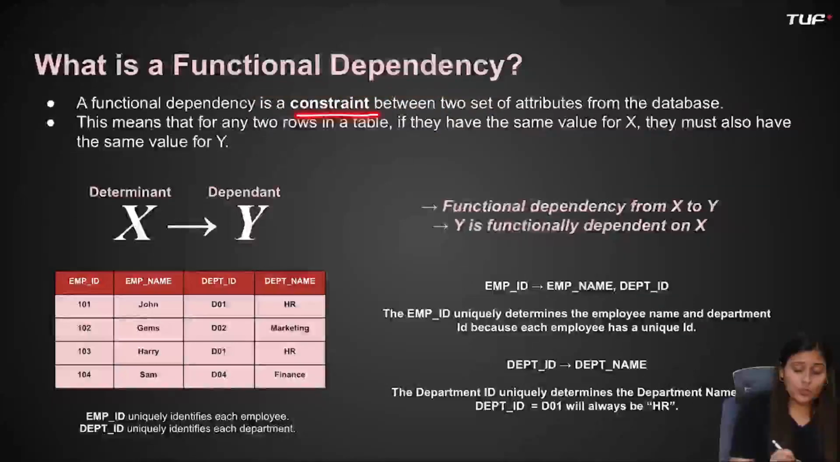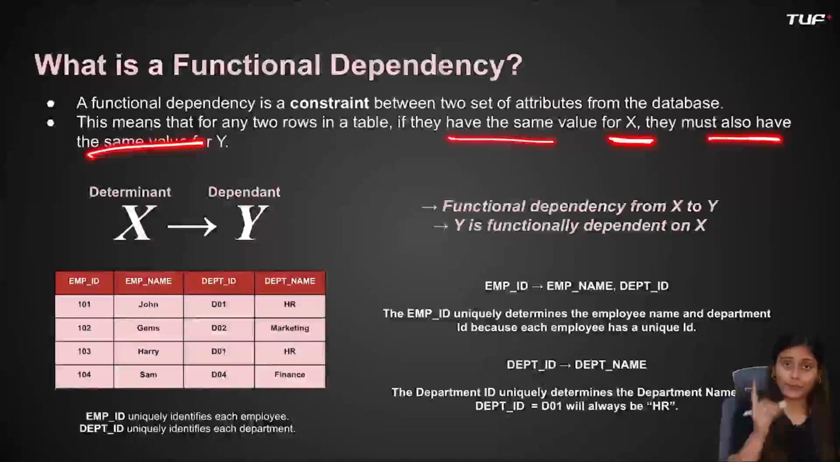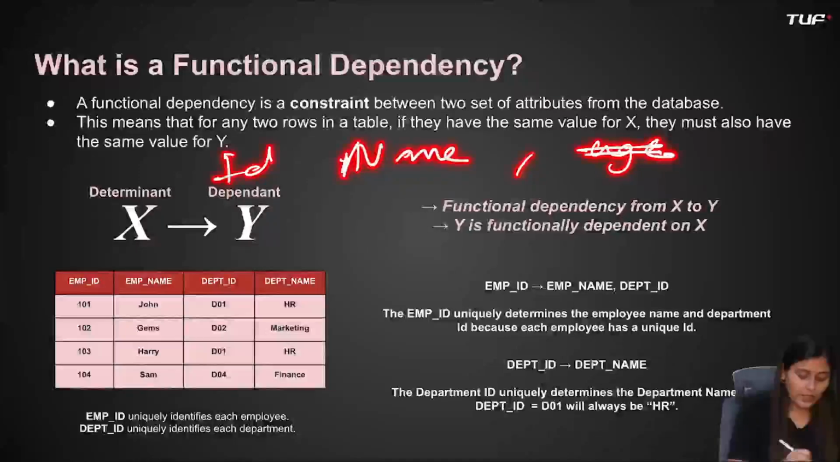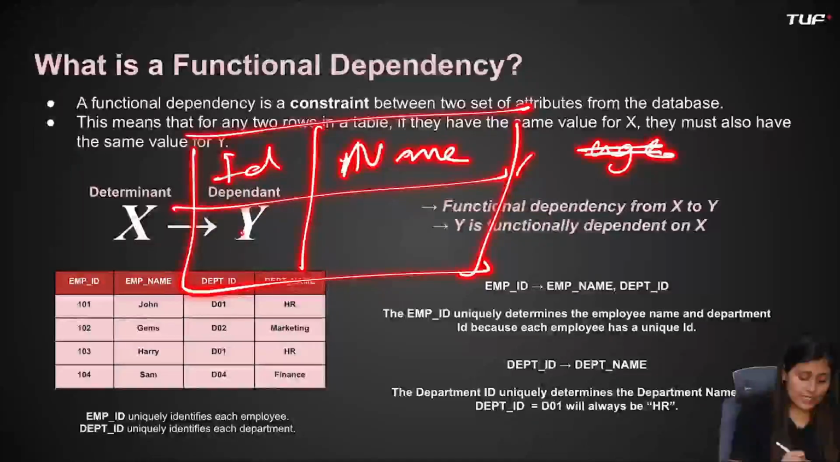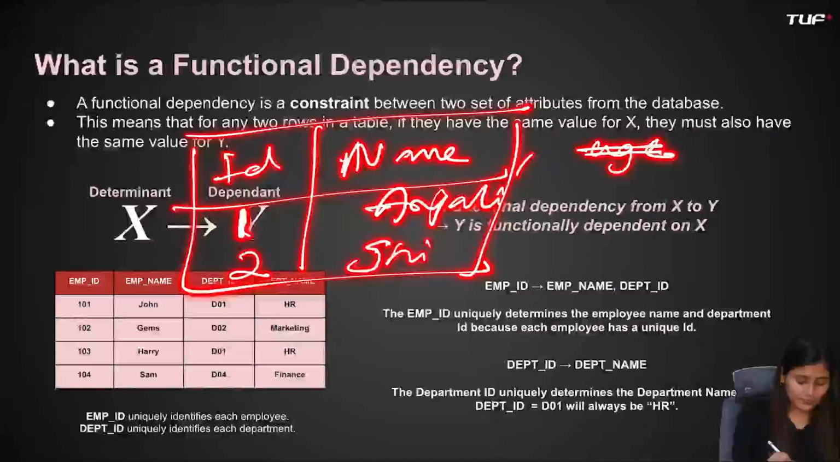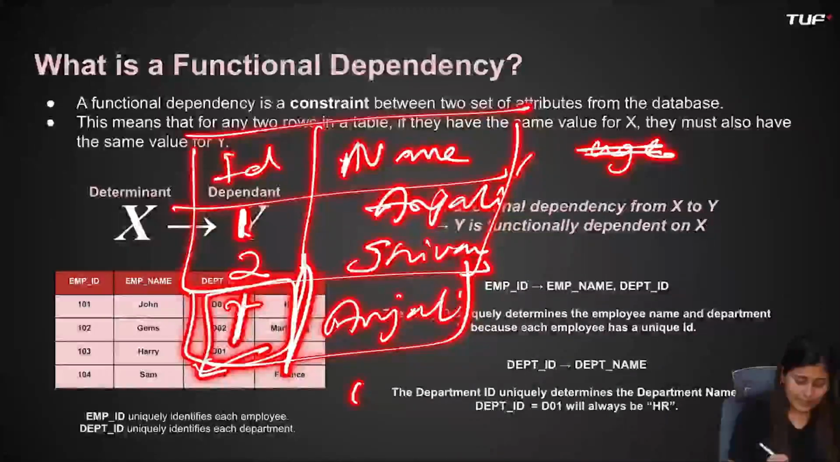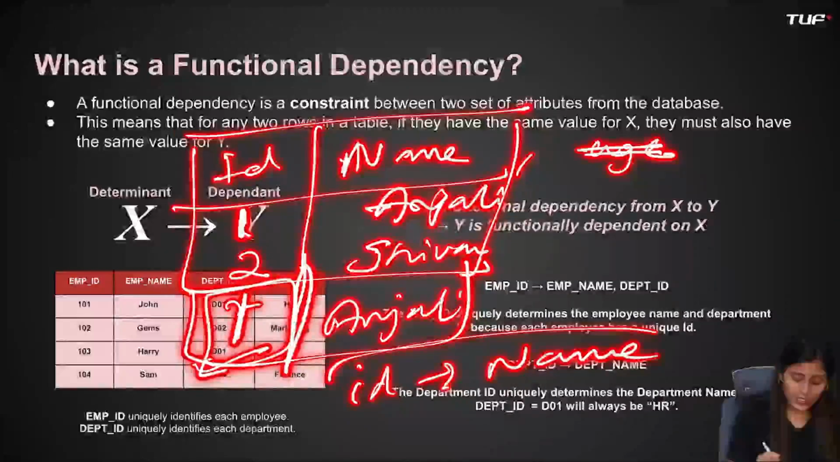It is a constraint between two sets of attributes from the database. This means that if any two rows in a table have the same value x, they must have the same value y. Basically, let's suppose we have an ID column and a name column. If ID1 has the name Anjali and ID2 has the name Shivam, then if we see ID1 again, it is for sure that the name will be Anjali, right? Because ID defines name.